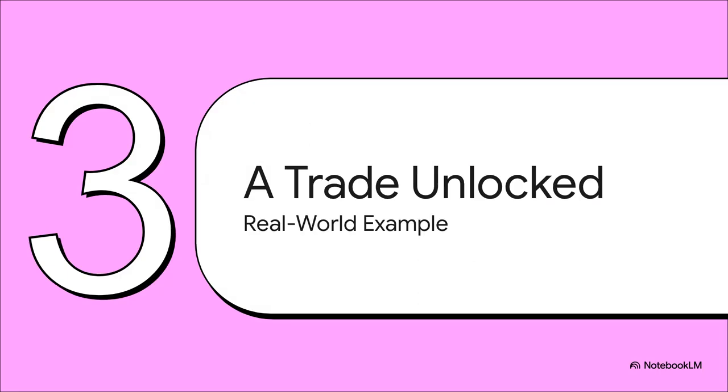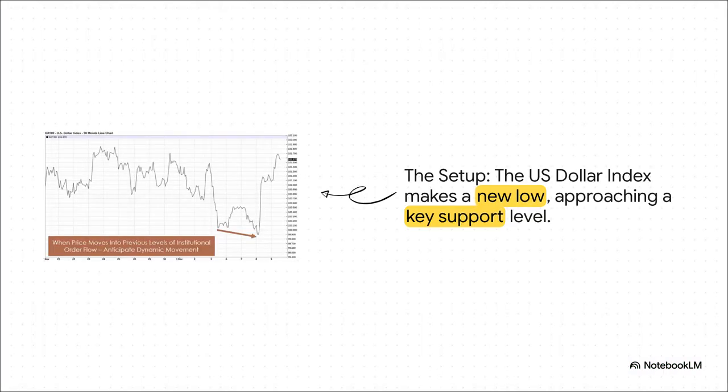Okay, theory is great, but let's see how this actually works in a real-world scenario. We're going to break down a high-probability trade on the US dollar index that was confirmed using this exact methodology. So context is everything, right? Here we are between December 5th and 8th, and the dollar index is selling off pretty hard. It makes a very clear lower low on the chart, and it's heading right down towards a major support level that we'd have marked around 99.50.